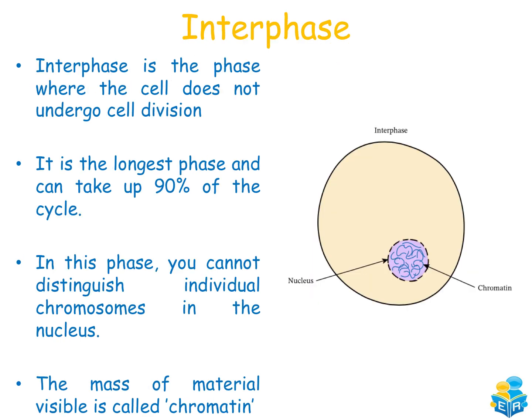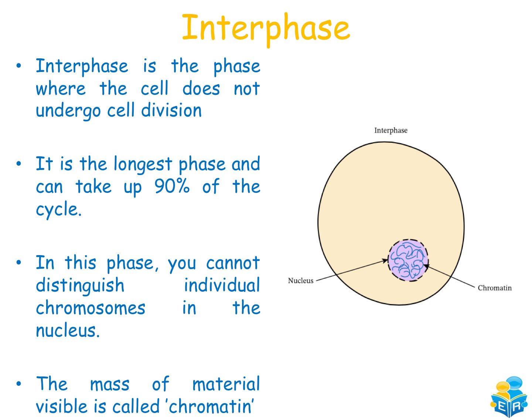So interphase, this is the phase where the cell does not undergo cell division. It's the longest phase and can take up to 90% of the cell cycle. Now, it doesn't mean that nothing is actually happening. It just means that the cell is just not dividing. There are other important functions actually happening in interphase, which we'll get to in a couple of minutes.